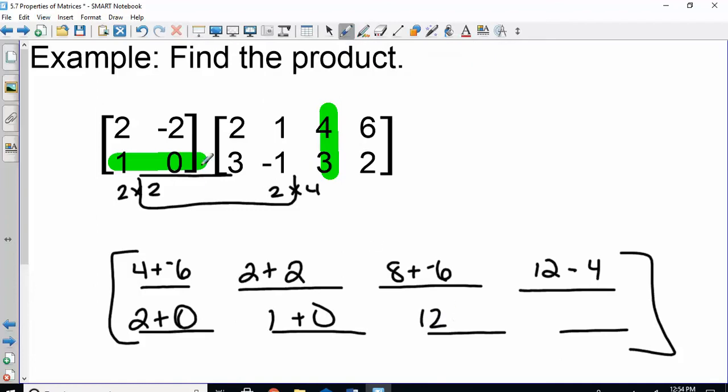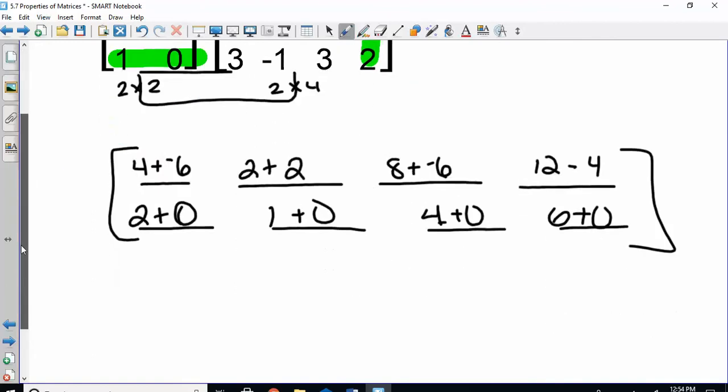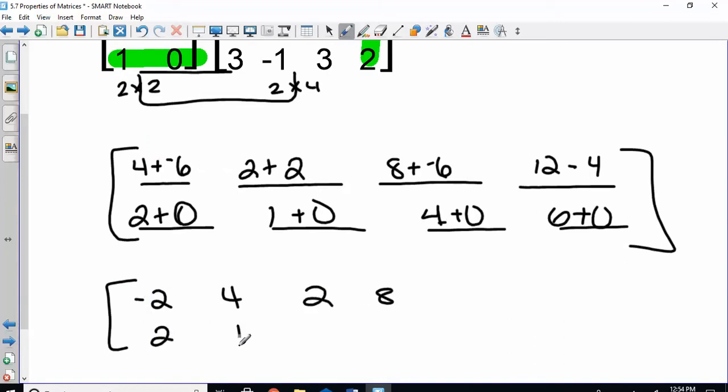Row 2, column 3. 1 times 4 is 12. 0 times 3 is 0. And row 2, column, sorry, I did 4 times 3, didn't I? Did I say 4 times 1? Or did I say 4 times 3? You said 4 times 1. And row 2, column 4. So 1 times 6 is 6, and 0 times 2 is 0. So add those together, we get negative 2, 4, 2, 8, and 2, 1, 4, 6.